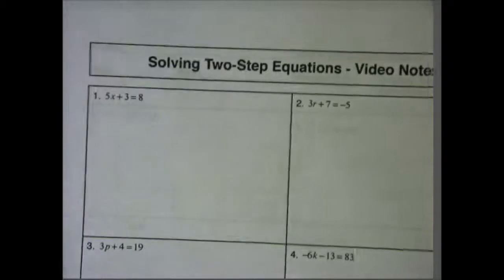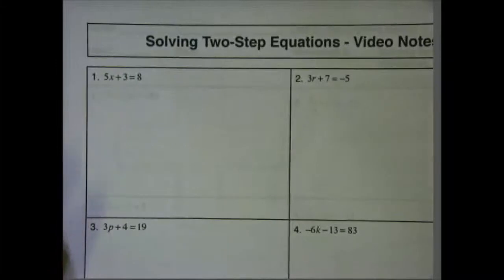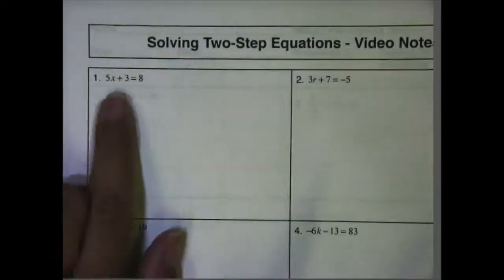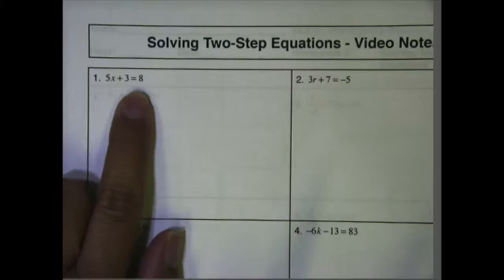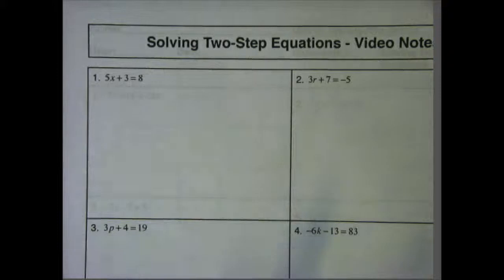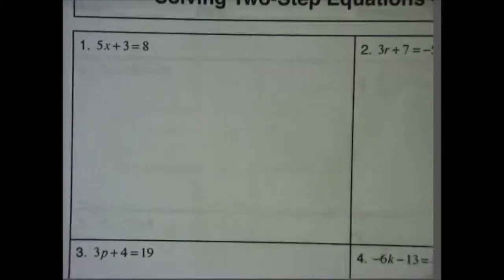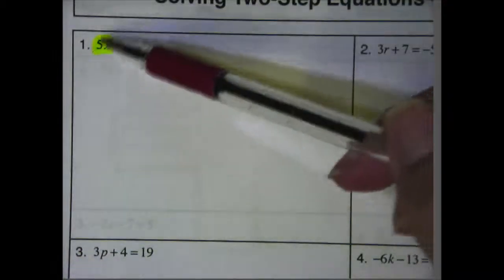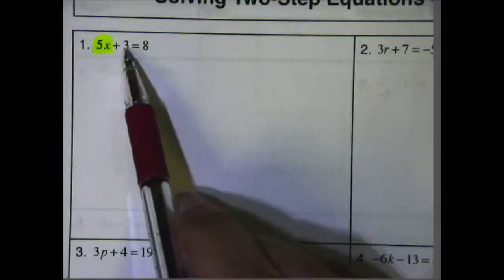Okay, just like solving one-step equations, our goal is to isolate the variable. I'm going to use a highlighter on this so we can help to identify what we need to isolate. So we have 5 times x plus 3 equals 8. The first thing we need to do is add or subtract first, so we need to take a look at our terms. The first thing I want is for the term with the variable to be by itself. I have a positive 3 here, so I need to subtract 3.